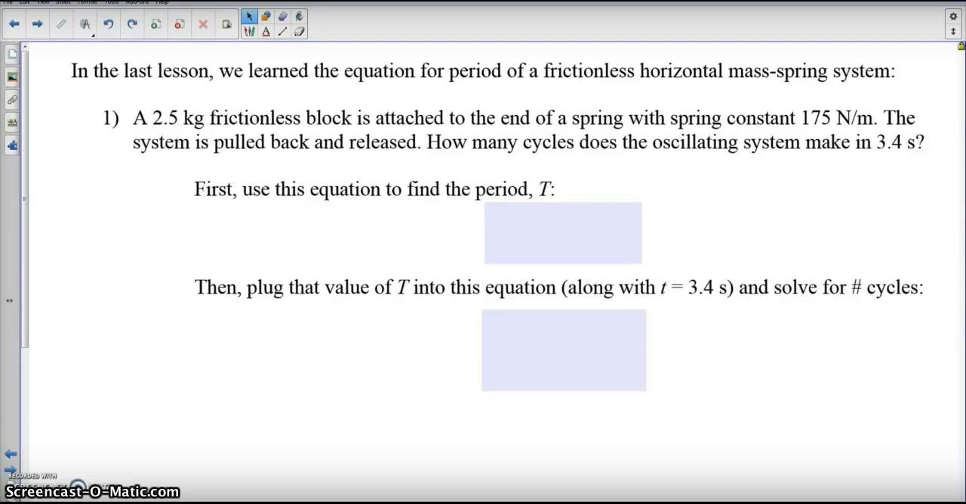Welcome to this video. We're going to learn about another type of problem involving simple harmonic motion. Now, in the last lesson, we learned about period for a spring and mass system and about period for a pendulum. Here's the new problem.